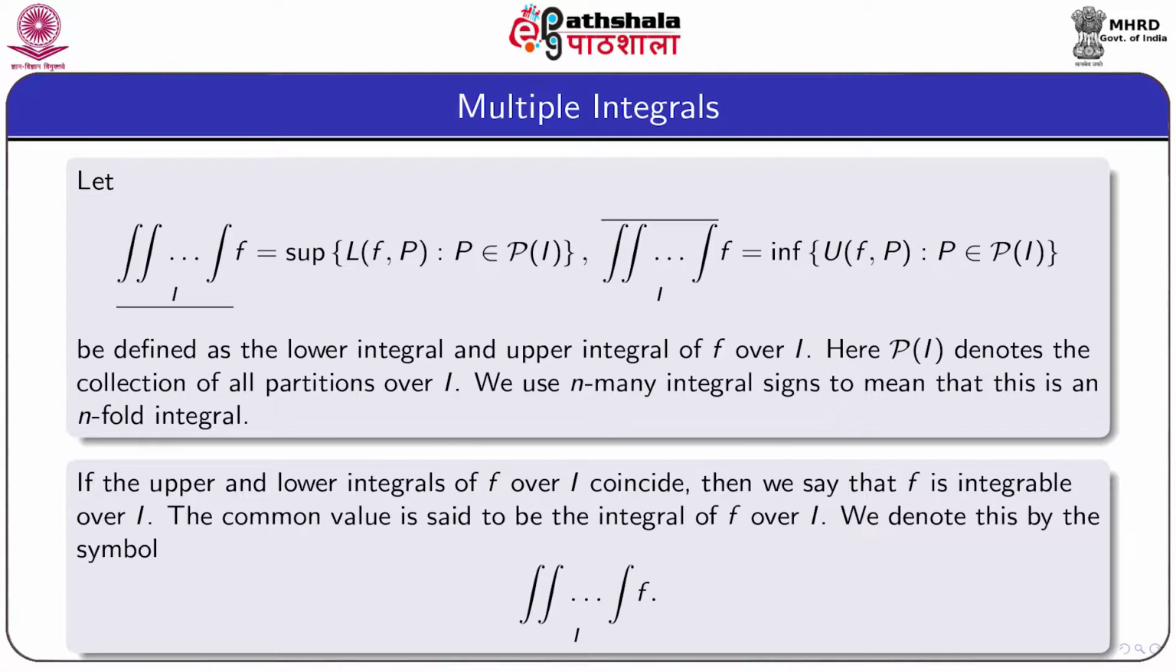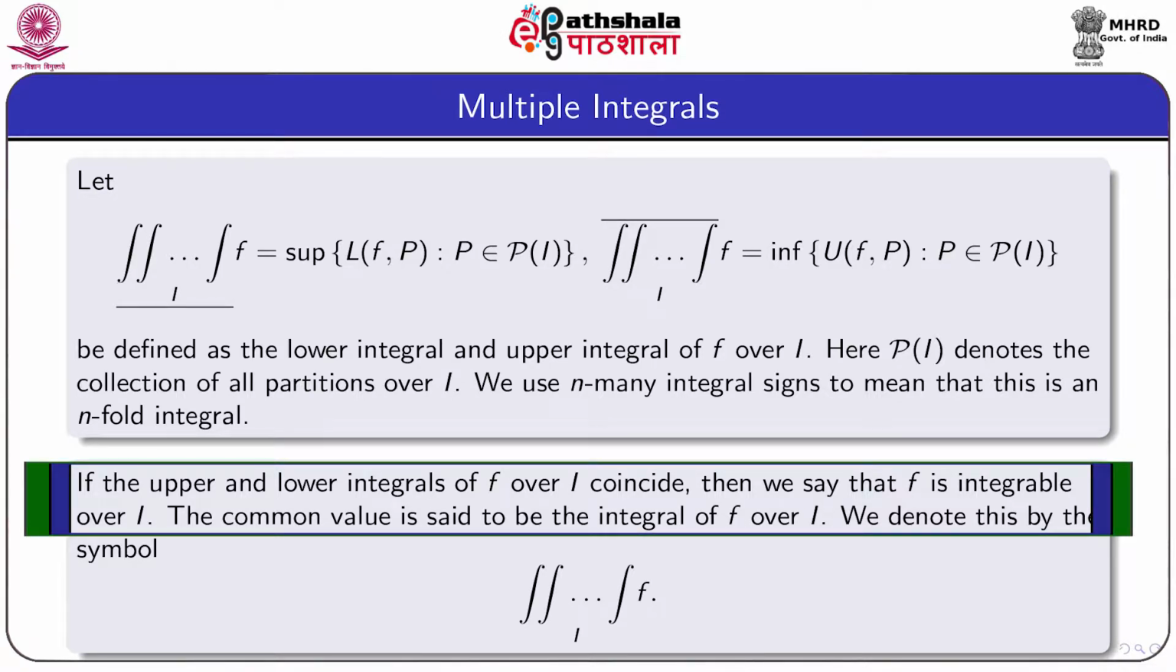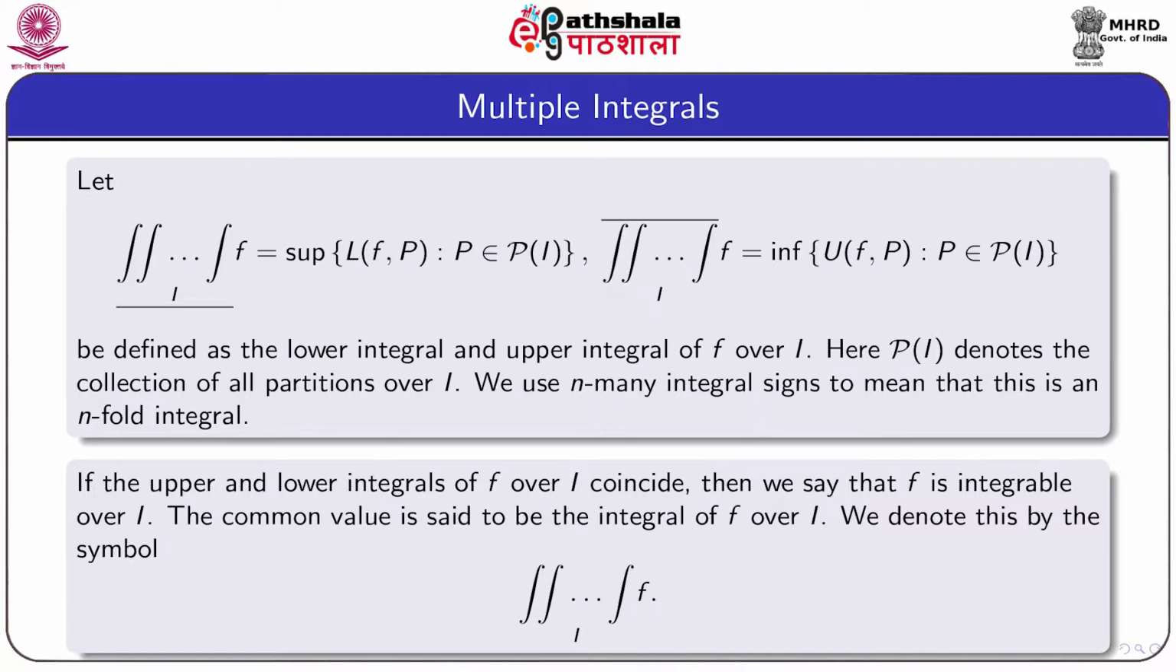We use n many integral signs to mean that it is an n-fold integral. If the upper and lower integrals of f over I coincide, then we say that f is integrable over I. The common value is said to be the integral of f over I. We denote this by writing n many integral signs over I and then f. We call it the n-fold integral of f over I.